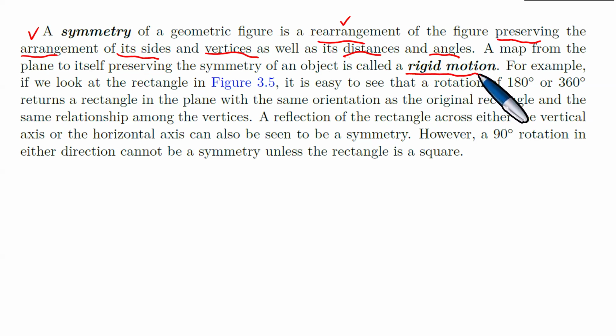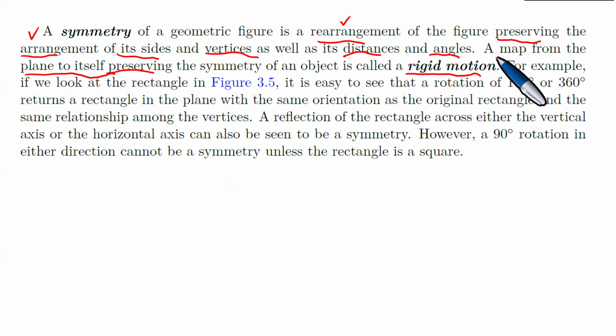What is a rigid motion? Sometimes mathematicians say they don't ask these definitions. Somebody might ask, what is a rigid motion in an exam? But they mostly won't ask that because they think it's too basic, and some students can even overlook that. But a map from a plane to itself, preserving the symmetry of an object, is called a rigid motion.